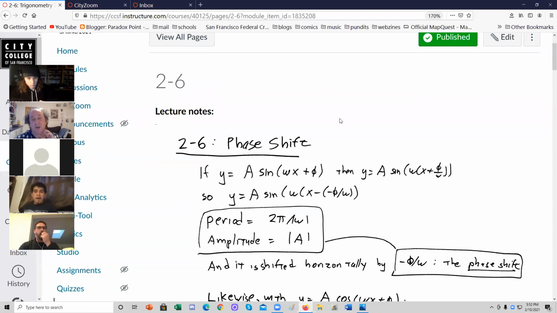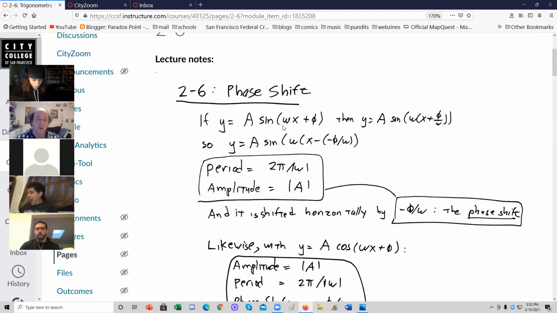This is about phase shift. We start with a function y equals A sine(omega x plus phi). That's the Greek letter phi. This will make a phase shift. It'll move the wave left to right.